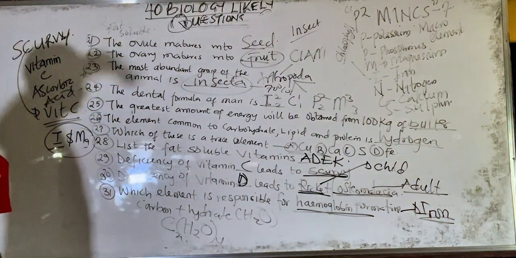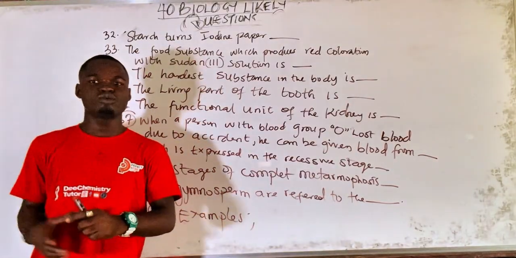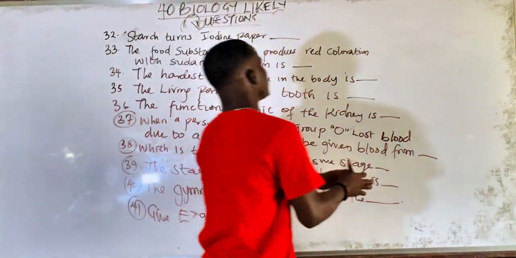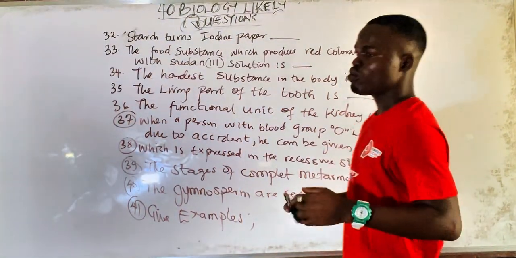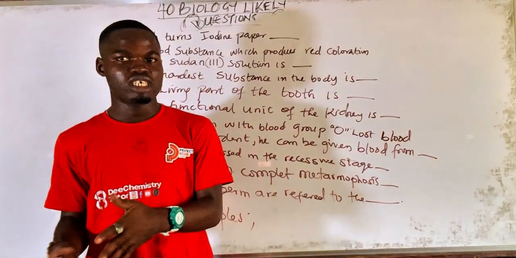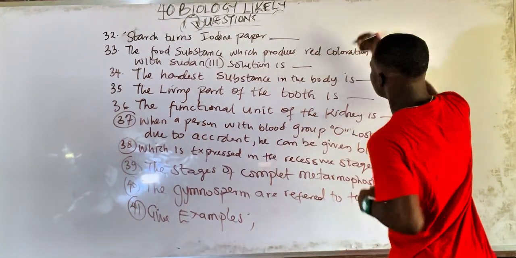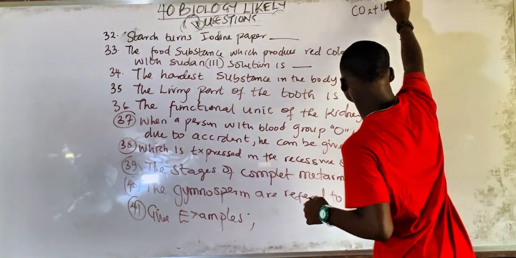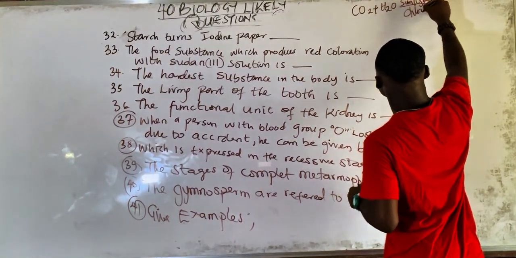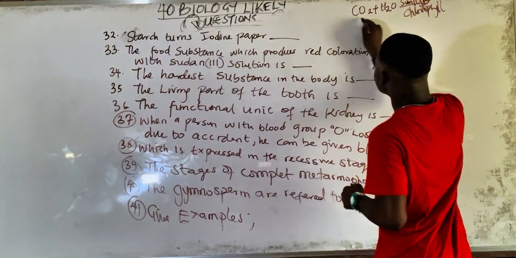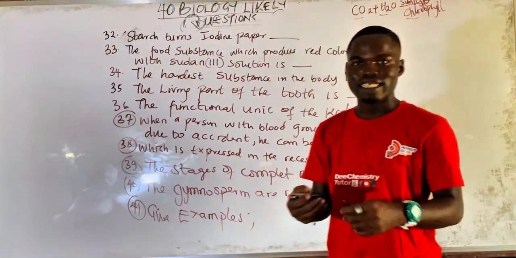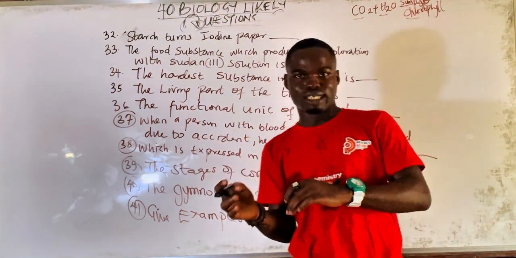So this was 31, then we'll go to the last set of questions. 32. Starch turns the iodine paper dash. One of the things you want to understand about starch is that we have to test for it, to know if starch is really formed. The conditions are CO2, H2O, sunlight, and chlorophyll. We can test their effects, whether they are present or not, by testing for starch.